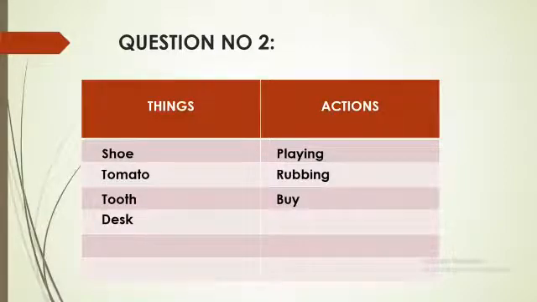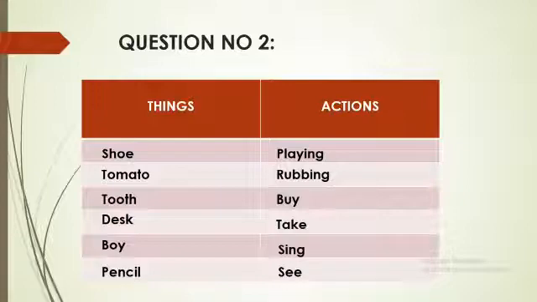Desk. Desk is the name of a furniture. Take. Take is an action. Boy. Boy is the name of a person. Sing. Singing is also an action. Pencil. Pencil is the name of a thing. And see. See is also an action. I hope you have understood the question clearly. Now look at this picture.